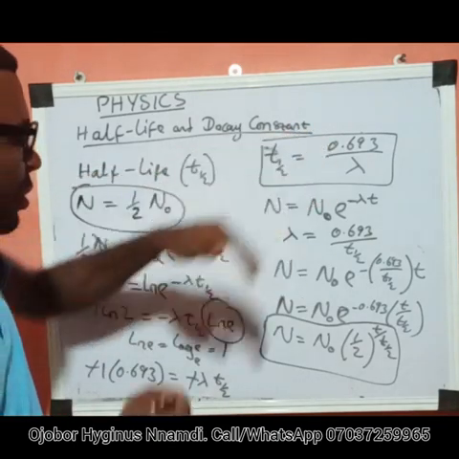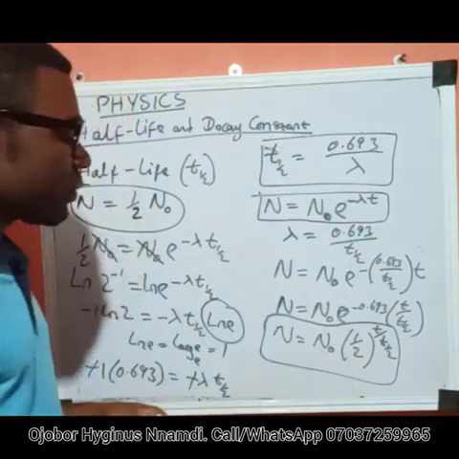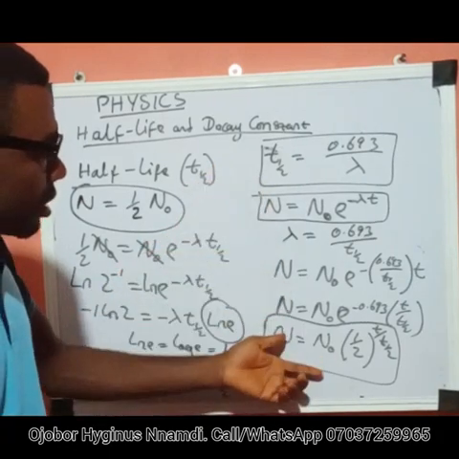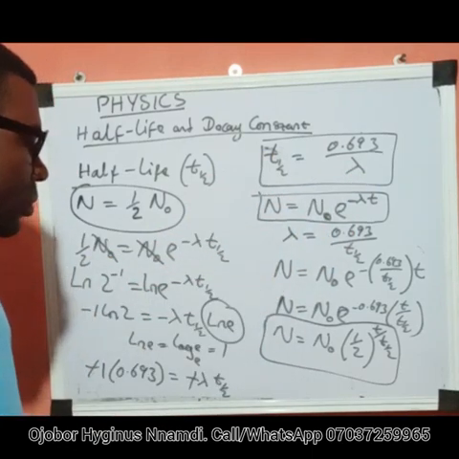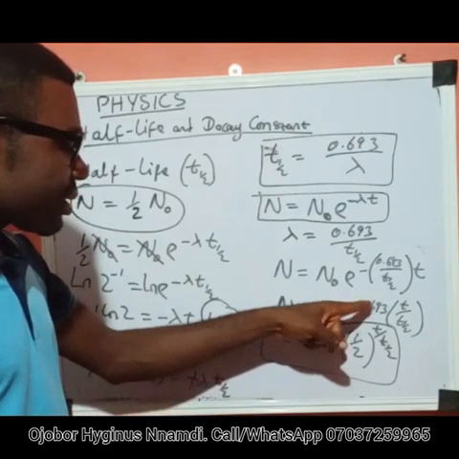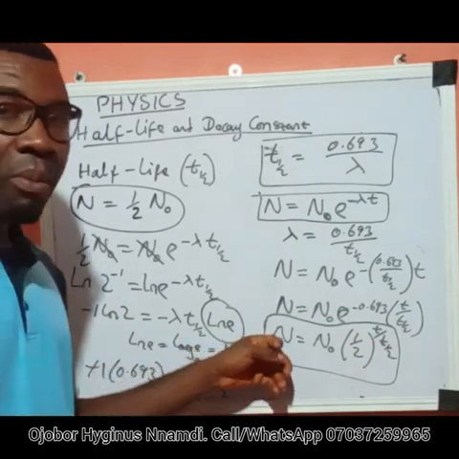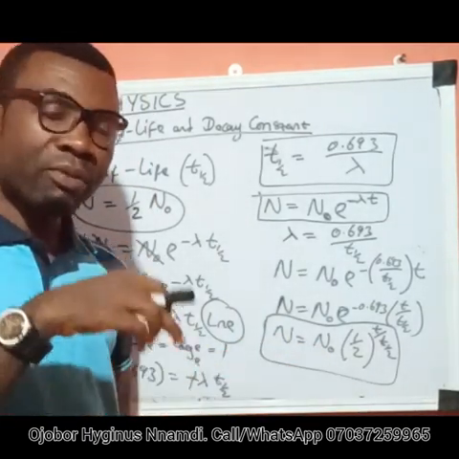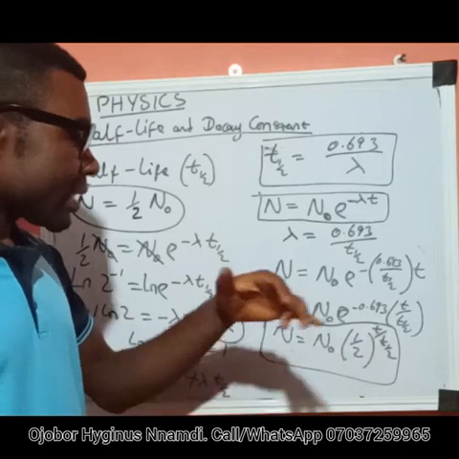We can decide to use this if you have your lambda, the decay constant, or use this if you have your half-life. So either this or this, while this is the relationship between the half-life and the decay constant. You can actually punch your calculator to confirm that exponent minus 0.693 is 0.5, where N is the number of atoms remaining after decay, N naught is the number of atoms present before decay, while T up here is the time of decay, and T half is the half-life.